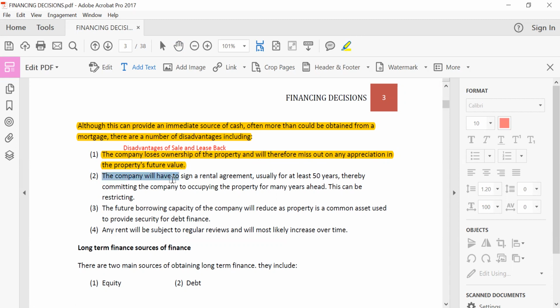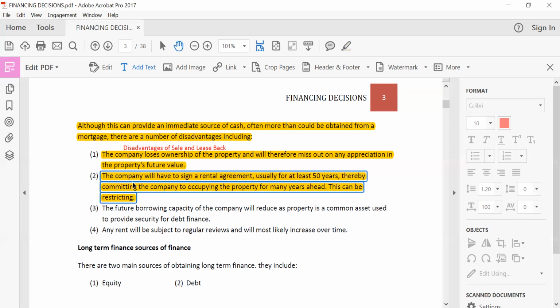Second disadvantage, the company will have to sign a rental agreement, usually for at least 50 years, thereby committing the company to occupying the property for many years ahead. This can be restricting. That means that you are creating discomfort for yourself. The disadvantage we are trying to talk about here is that if you go to say a lease back, you're going to create discomfort for yourself because you're going to sign a contract or an agreement, and the contract is not going to be all in your case. It is not going to be favorable to you.